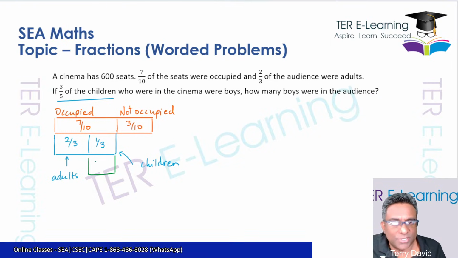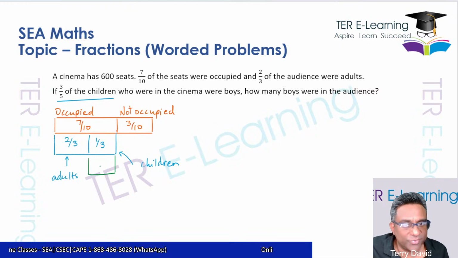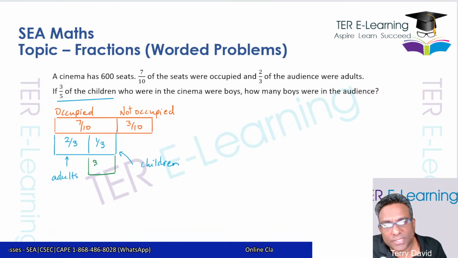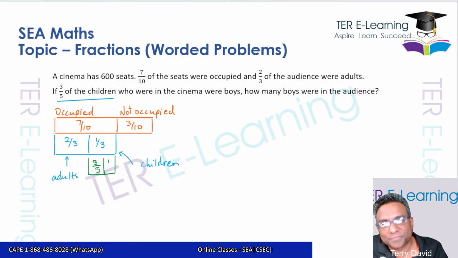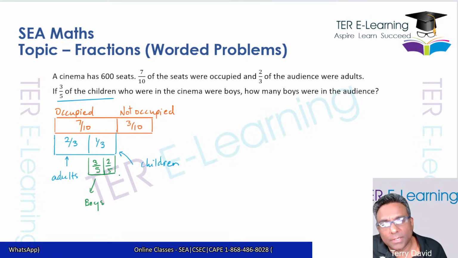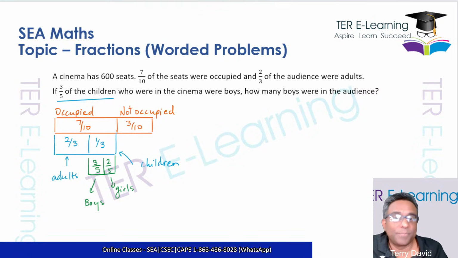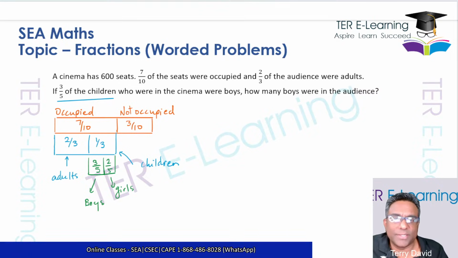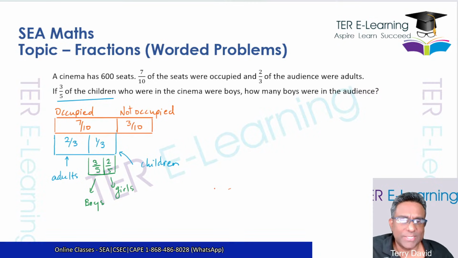So in terms of fractions, they said that 3/5 of the children were boys. So this here represents 3/5, and therefore what is left here is going to be 2/5. So this corresponds to boys, and this here corresponds to girls. Okay. Now once I have this, I have a visual of what fractions I'm going to be using here.